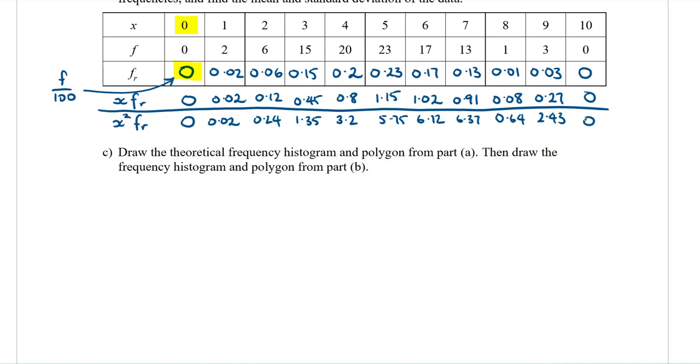Okay, now the reason we need the x times f of r, multiplying your score by your probability, hopefully that's ringing some bells, that is how we're going to get our mu, our mean. If you add that top row, so go through and add 0 plus 0.02 plus 0.12, you add all those together to get the total.